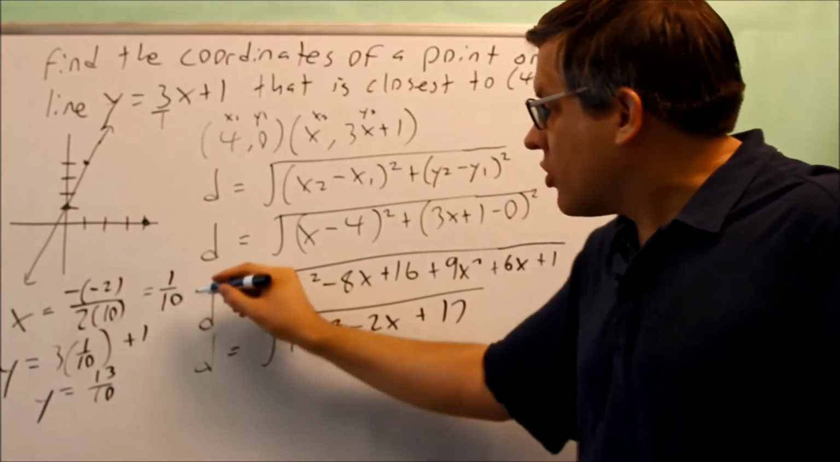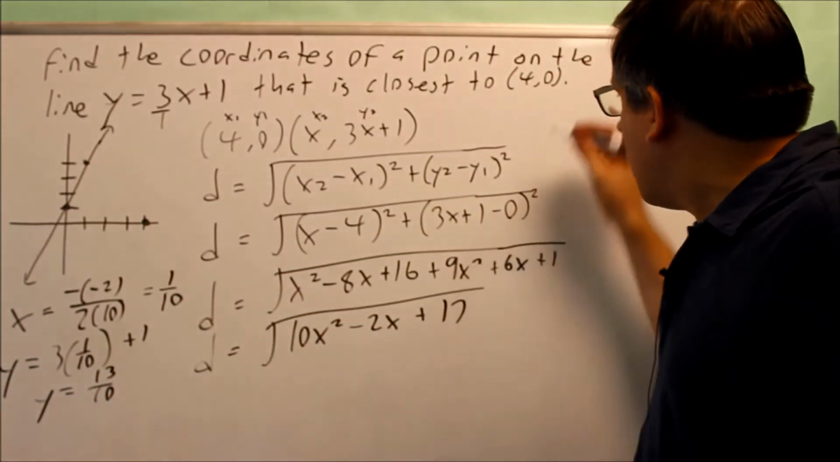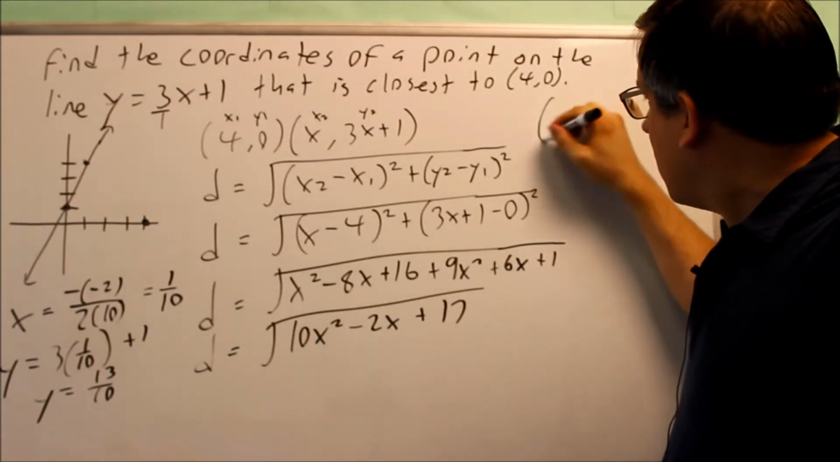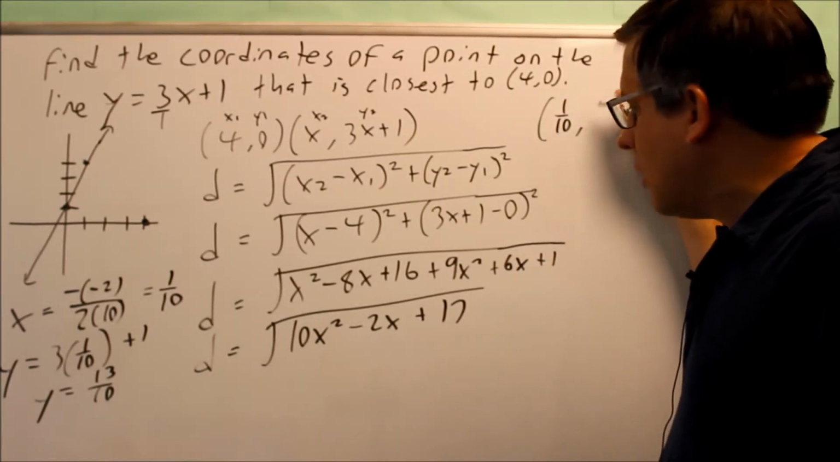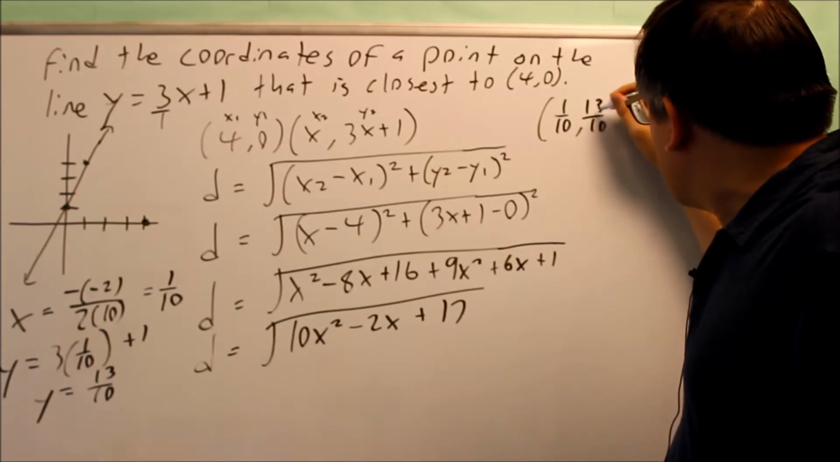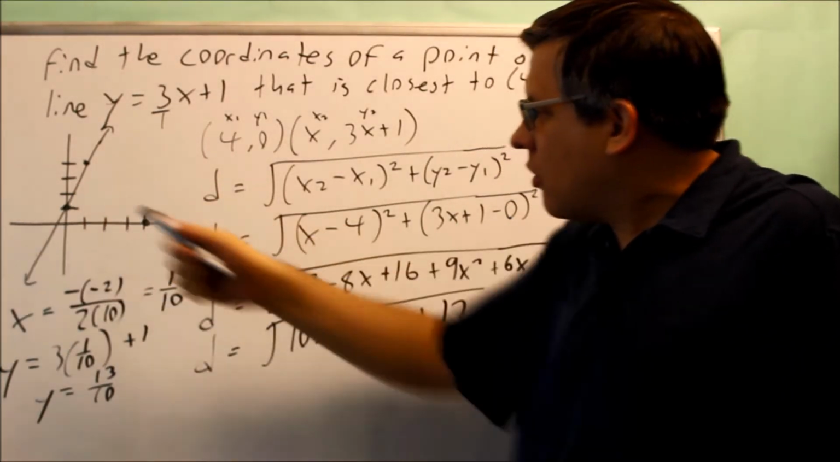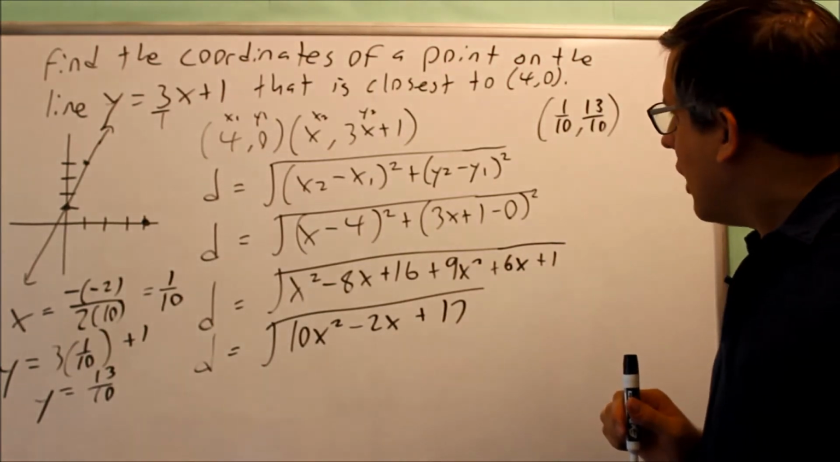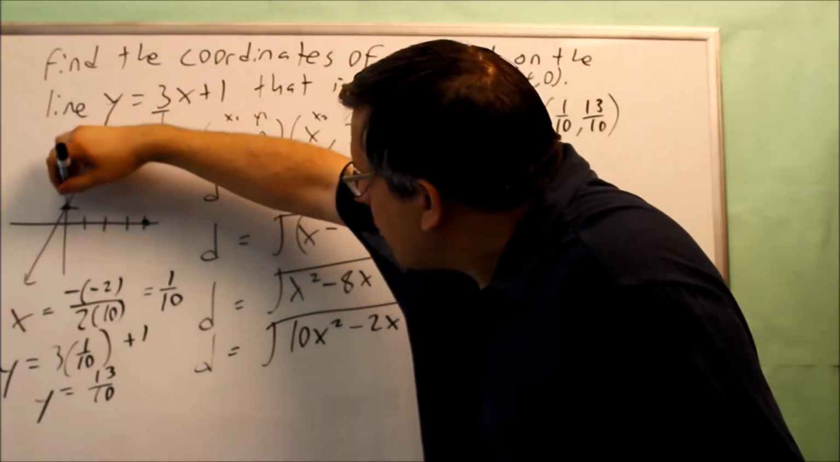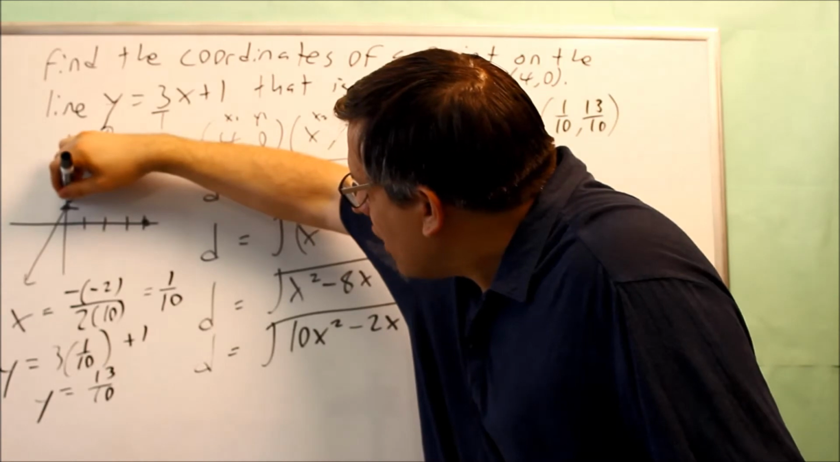So here's our x value, here's our y value. If they want the coordinate, I'll write the answer here. It's going to be 1/10 and 13/10. And if we look at our line that we drew there, that's going to make sense. That point would be about right here.